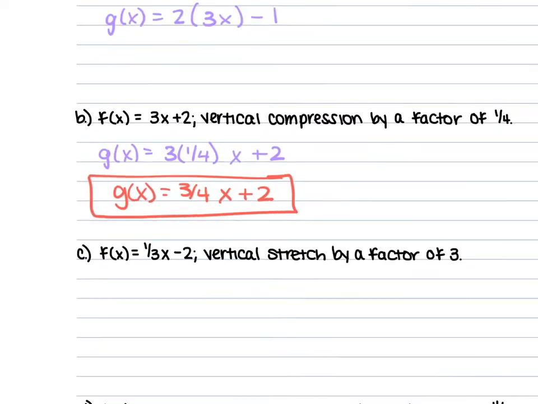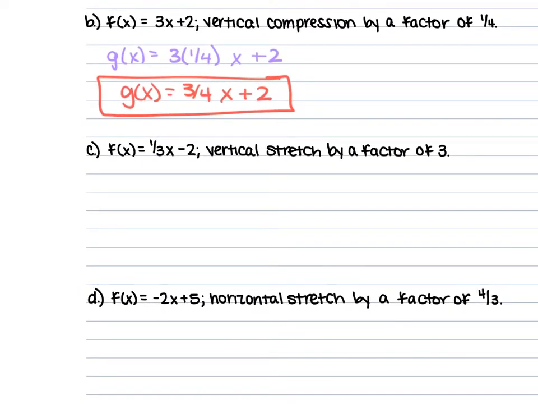For C, we have f of x is equal to 1/3 x minus 2. So we have a vertical compression by a factor of 1/3 and then down 2 units. So now we're going to add on to this a vertical stretch by a factor of 3. So this 3 is going to be multiplied with the 1/3.